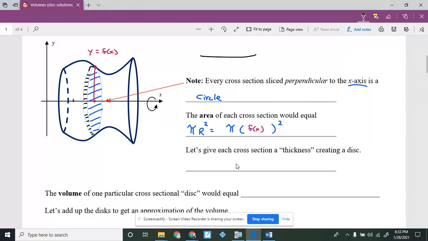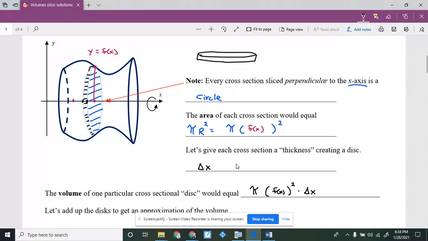And if I drew it lying flat, it looks something like that. It's basically a cylinder, right? So what's the thickness that you're giving it? Well, that's a change in x, so it's going to be delta x. We can call the thickness delta x. So then the volume of one representative disk, the one I drew here, is just going to be the area of the cross section times the thickness.